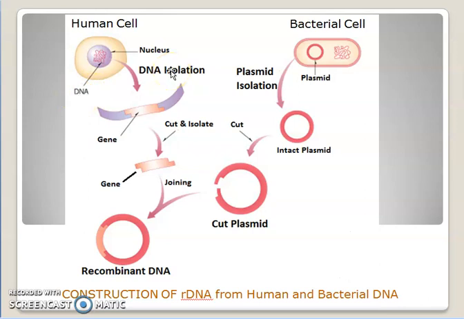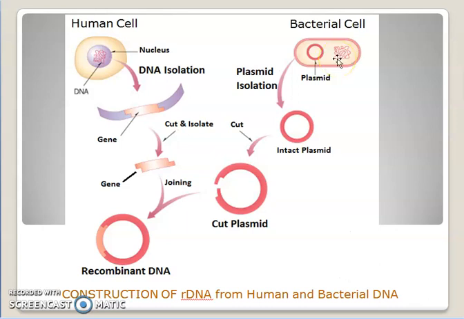This bacterial cell contains two different types of DNA molecules. One is known as the plasmid, which is circular, double-stranded, and capable of autonomous replication. And another DNA is known as the bacterial chromosome. You might have studied these in class 11th.